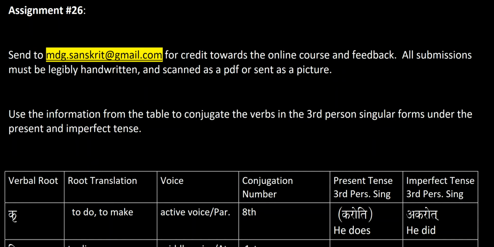Your task is to use the information from the table below to conjugate the verbs in the third person singular forms under the present and the imperfect tense.